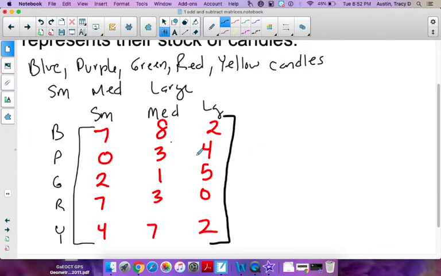And again, this would go into a computer, and this is how you would put it in the computer so the computer could keep track of inventory. Very, very important if you ever plan on owning your own business.